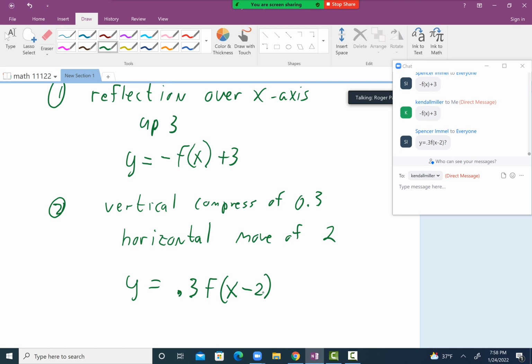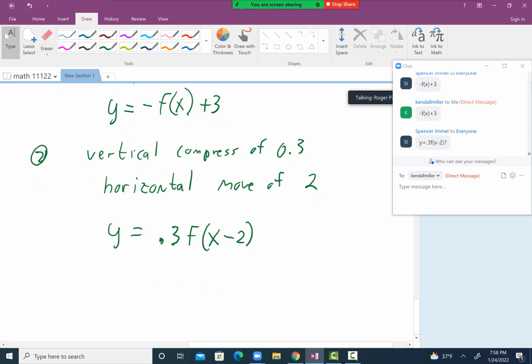Questions on anything we've done so far with this transformation stuff? It's not easy, so if you have questions, ask. When we write the formula, do we have to include the f? Or would it also be correct if you put 0.3 parentheses x minus 2 without the f? In this case, you'd want to put the f, but you're asking a good question.